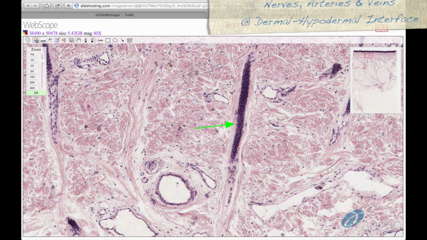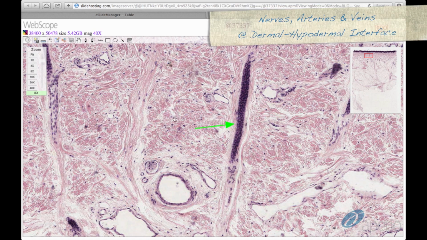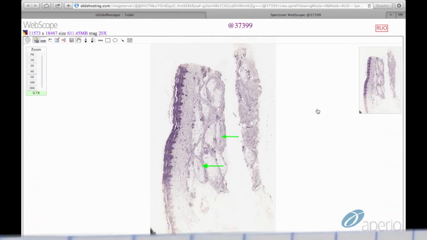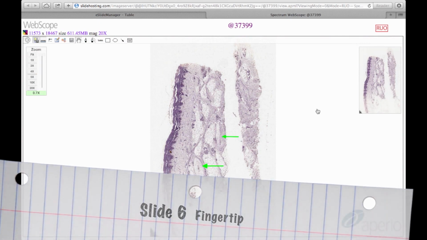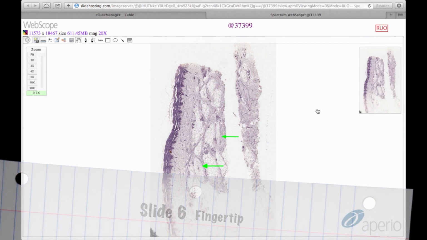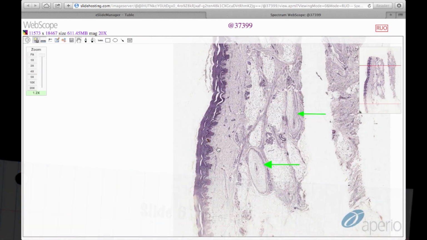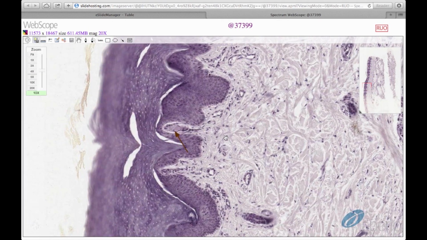Lastly, take note of the nerves, arteries, and veins located most prominently at the dermis-hypodermis interface. We're now taking a look at slide 6, which is a section of the fingertip stained with H&E. I'd like to point out a couple mechanoreceptors that were less evident on the previous slide.